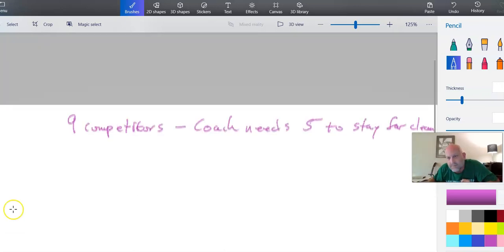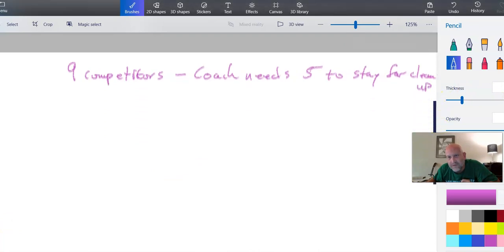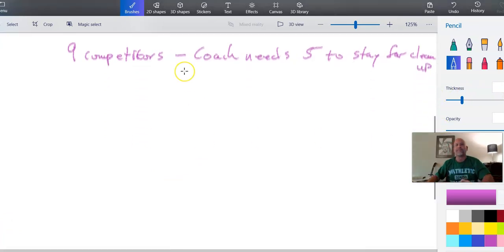Sometimes these controls are just too sensitive. There we go. Okay, so we need 5 to stay for cleanup.